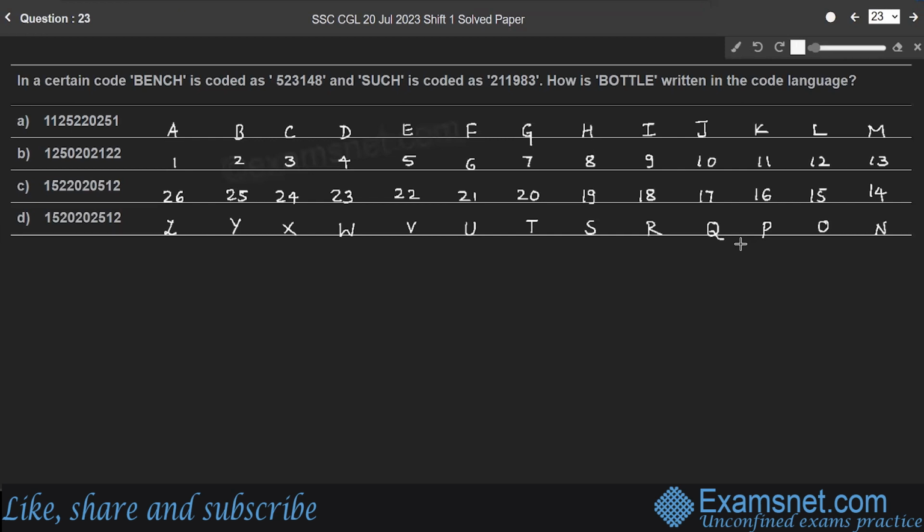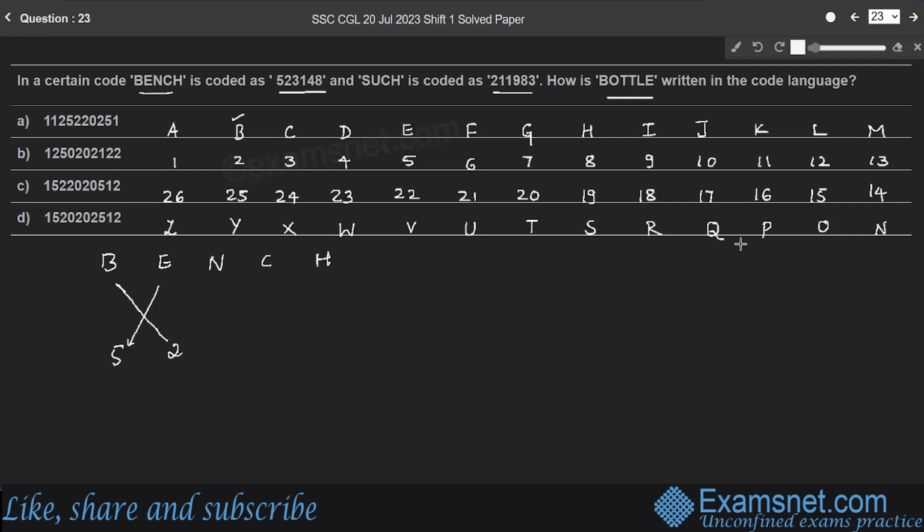Question 23. In a certain code language, bench is coded as 523148. Such is coded as 211983. Therefore, how is bottle coded? Here we'll consider the first word bench, right? Which has 5 letters in it. So let us consider the first 2 letters. The positional value of B is 2. Therefore, write the code of B in the second position, and write the code of E in the first position.